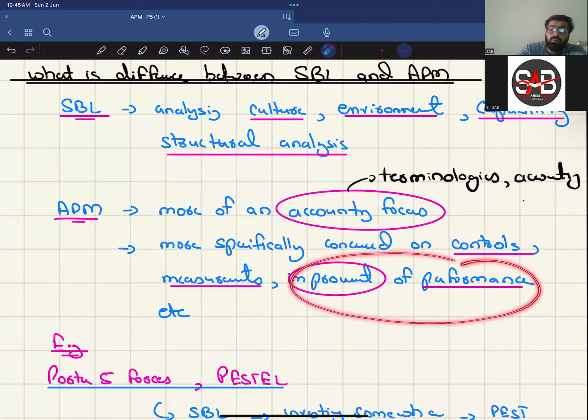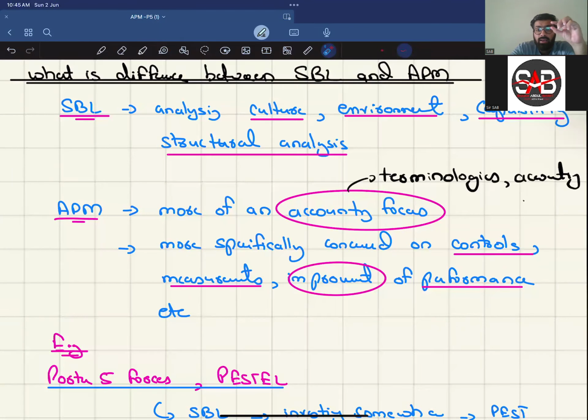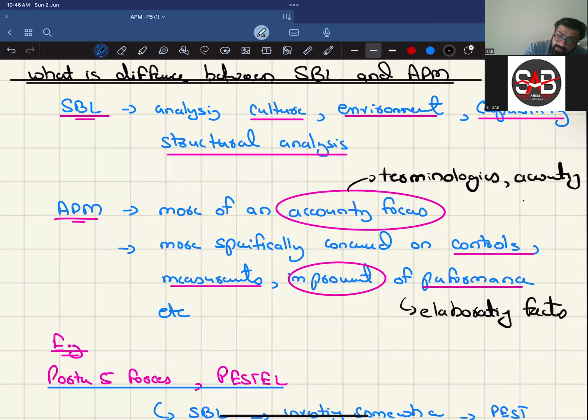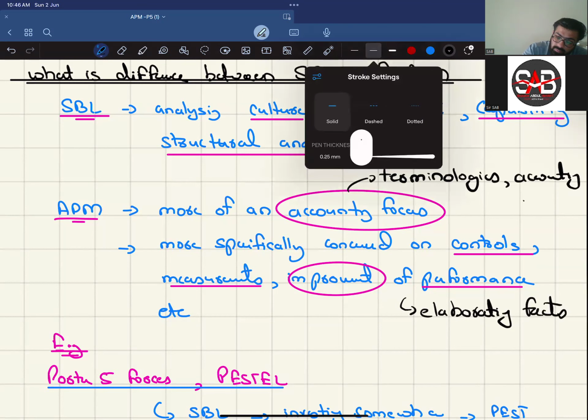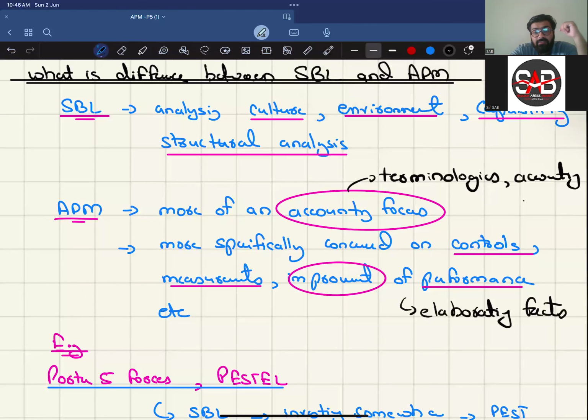Similarly, improvement of performance: how performance can be improved, and that too without calculating. It's through elaborating the facts, right? It's because you have to elaborate the facts.